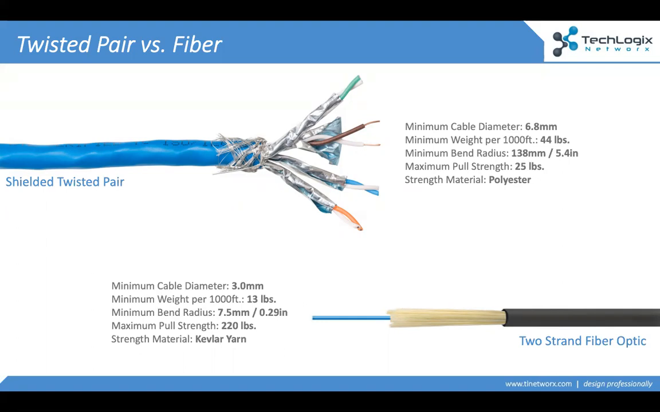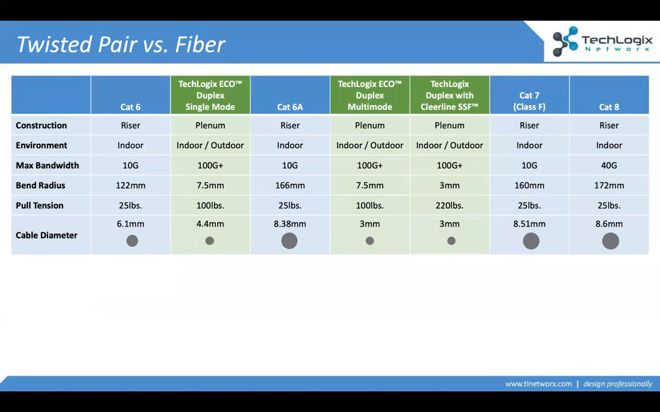But it's when we get into the handling, 220-pound pull strength, less than a third of an inch, 7.5 millimeter bend radiuses. This is why you're seeing optics starting to find their way into these projects. It's incredibly deployable. It's actually easier to pull and easier to work with than what we find with enhanced twisted pair cables. But here's one of the things that really starts to get attention.